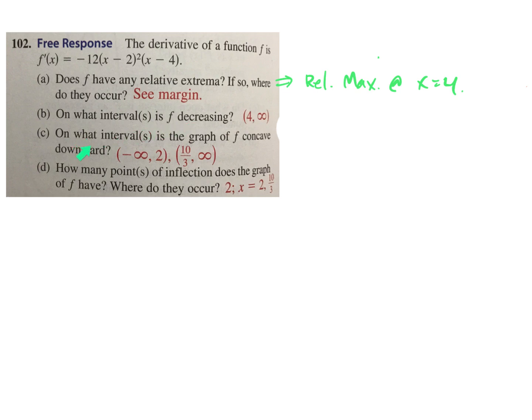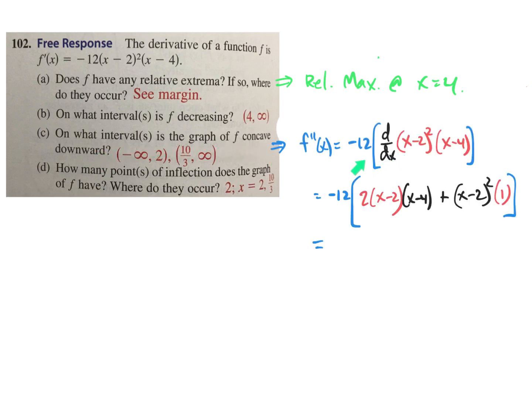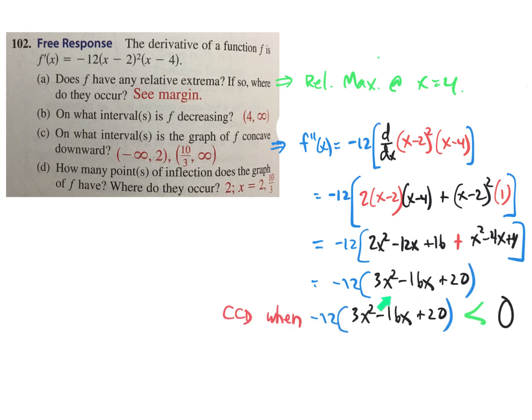All right, how about part C? On what intervals is the graph concave down? So for that, we'll need the second derivative. Taking the derivative of the first derivative will give us the second derivative. So we'll take the negative constant times the derivative of the variable expression part. We use the product rule, simplify this to that, and then combine like terms, and we get this expression.